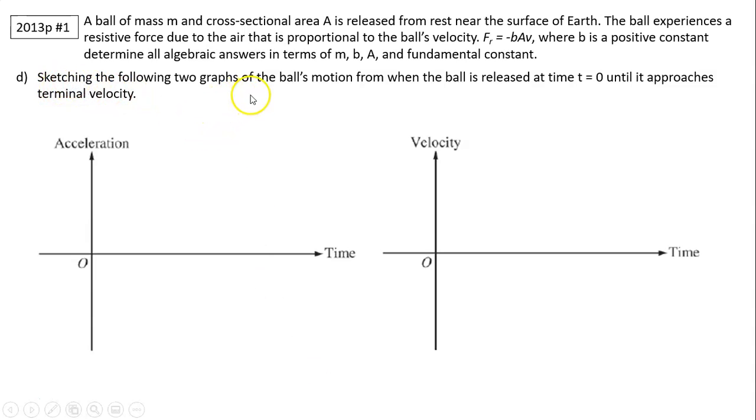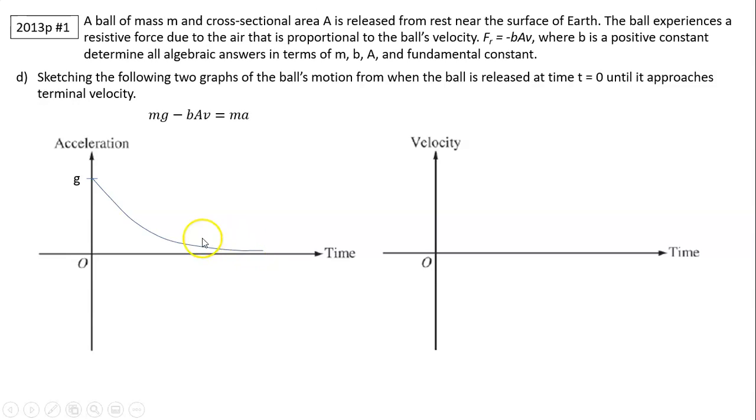Lastly, sketch the following two graphs of the ball's motion from when the ball is released at time t equals 0 until it approaches terminal velocity. How about acceleration? Let's take a look at the acceleration equation. mg, that's a net force, equals ma. So we know in the beginning v equals 0. In that case, a is just g. So for a, you start with g. When v becomes terminal velocity, a becomes 0. When v equals mg over ba, the left side becomes 0, which basically says a becomes 0. So it looks like this.